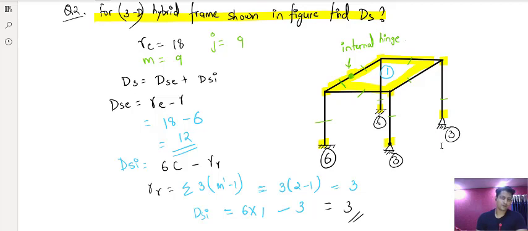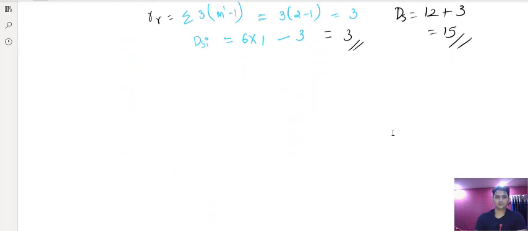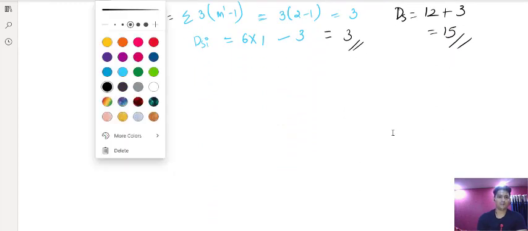Now for calculating the value of DS, the formula was external plus internal. Now put the values. DSE is 12 and DSI is 3. So the total value of DS is 15. So this is how you need to calculate the value of DS in case of 3D structures, 3D rigid frames.